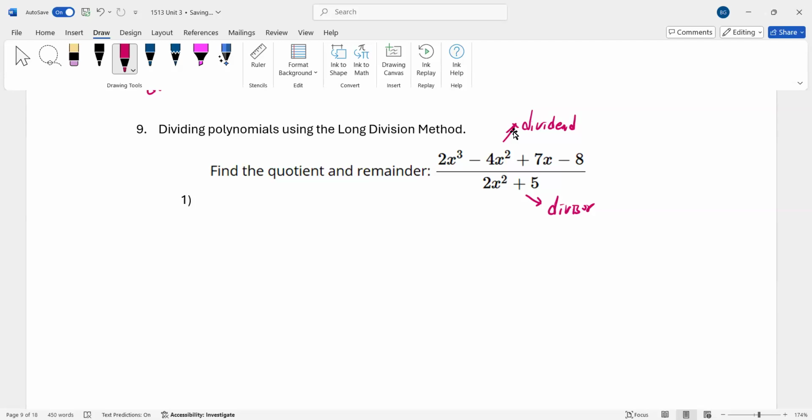Hello? I'm sorry, I can barely hear you. My question was the degree of the dividend in this problem. The numerator is the dividend. Yes. It is 2x cubed minus 4x squared plus 7x minus 8. What's the degree of that polynomial?